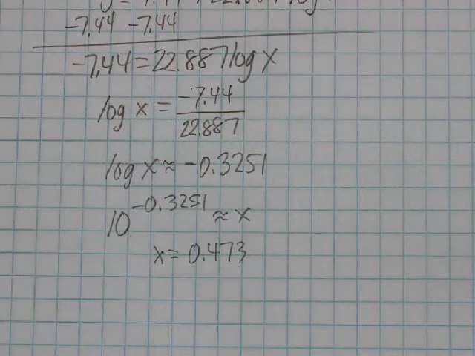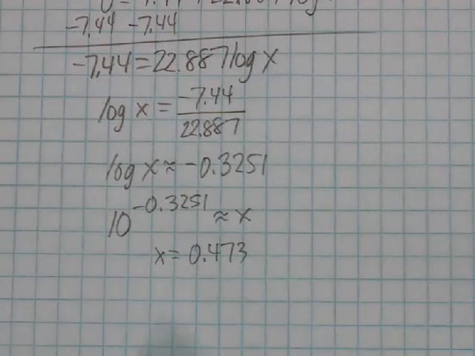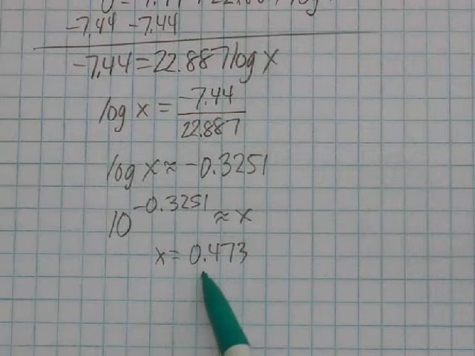Okay, so what does that mean in context? Well, when y is 0, that means there's no charge. So you could say that the first 0.473 hours of electricity are free.